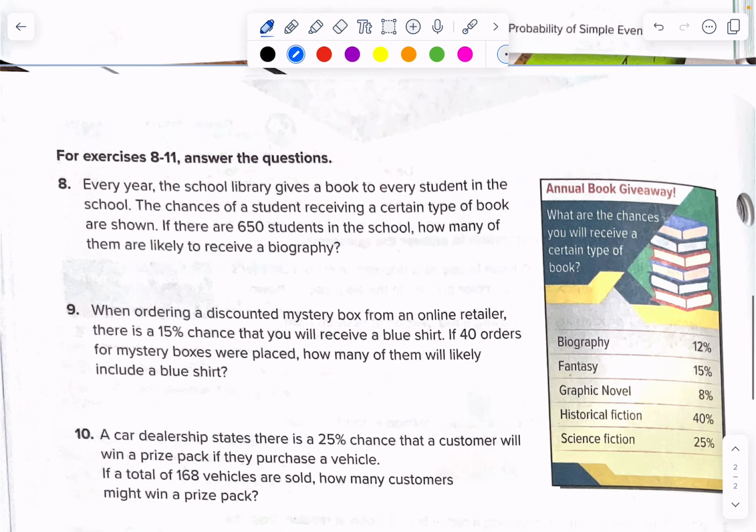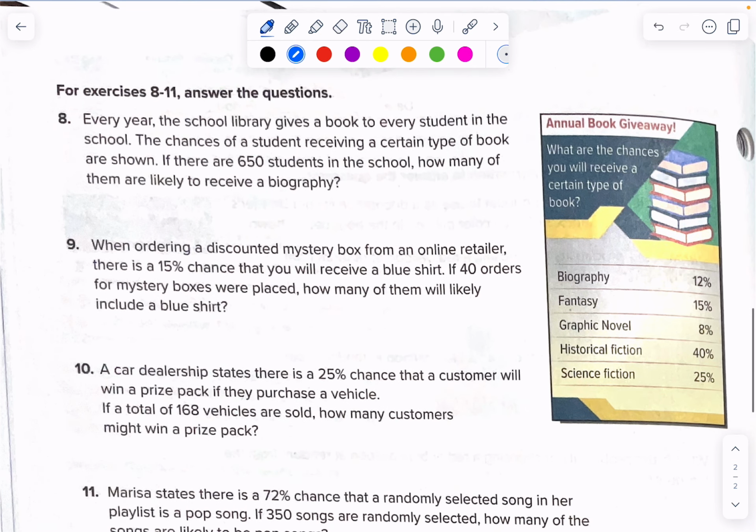And we're just going to do a couple of these questions too. Here, these are theoretical probabilities, so again, what should happen? So number 8, every year the school library gives a book to every student in the school. The chances of a student receiving a certain type of book are shown. So these are our theoretical probabilities, okay? If there are 650 students in the school, how many of them are likely to receive a biography?